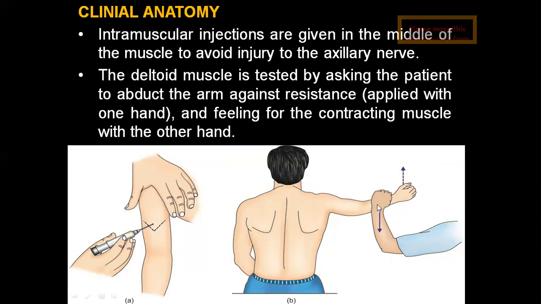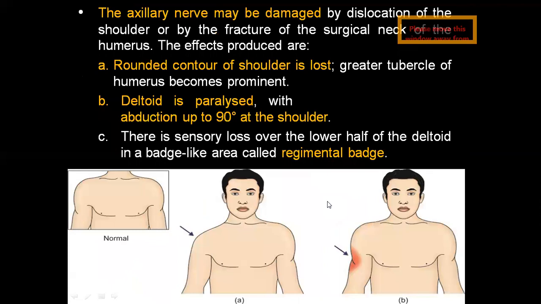So deltoid muscle is tested by asking the patient to abduct the arm against resistance. In the sense, you will hold it tight and you will ask him to just abduct. If the fibers are working normally, he will be able to abduct against resistance. If the muscle fibers are paralyzed due to injury of the axillary nerve, he won't be able to abduct 90 degrees. We can also feel the contraction of the muscle with the help of our other hand to check how far the muscle is functional.